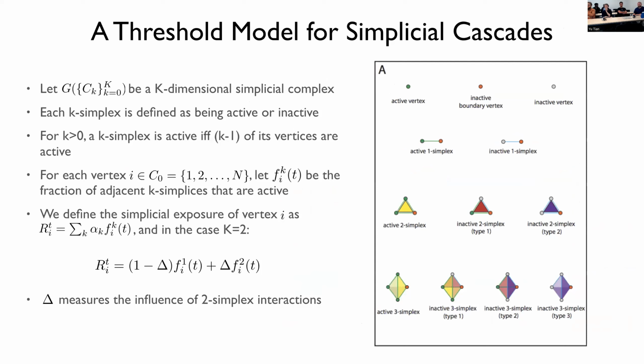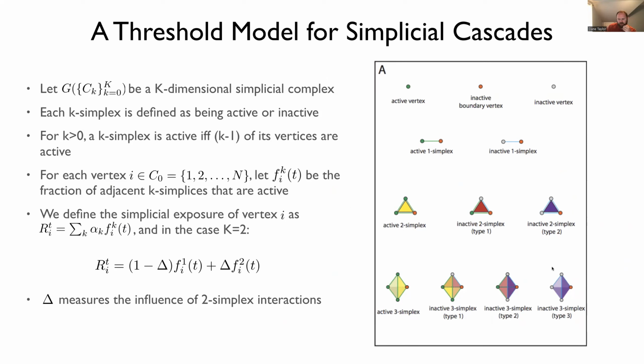Maybe next slide. Oh yeah, here. So if we want a two simplex to be active, do we need two active simplices to do that? Because there's some reinforcement needed in the Watts model, right? Yeah, so I definitely skipped over this.